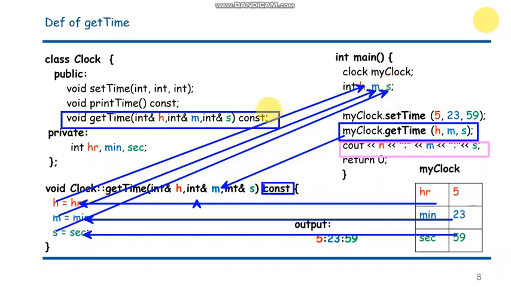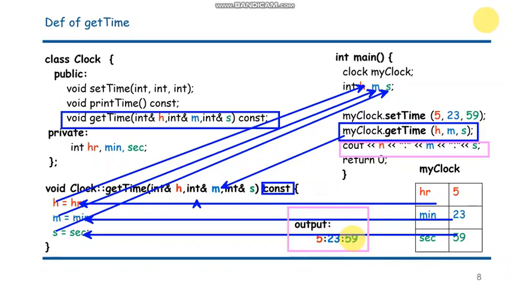So you see, the purpose of the get function is to retrieve the values from the object, but it is not allowed to modify. That's why you see here we have again the word const. This is for security purposes. Make sure that this function retrieves. And then this cout statement is going to display for us 5, 23, and 59.